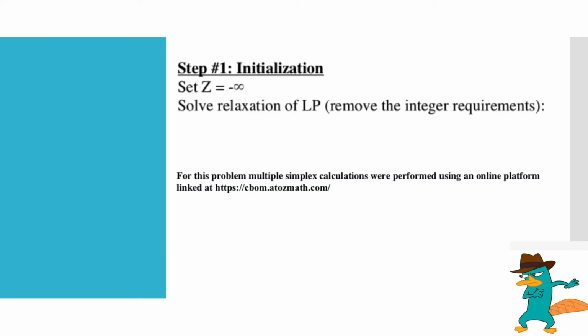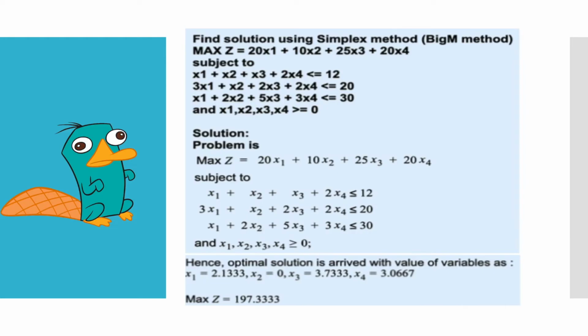The first step to branching and bounding is to initialize the problem, which for a maximization problem means we immediately set z to negative infinity, and then we solve the relaxation of the problem in which we remove the integer requirements from all decision variables. This problem requires doing the simplex method multiple times, so for this we use the online calculator linked below.